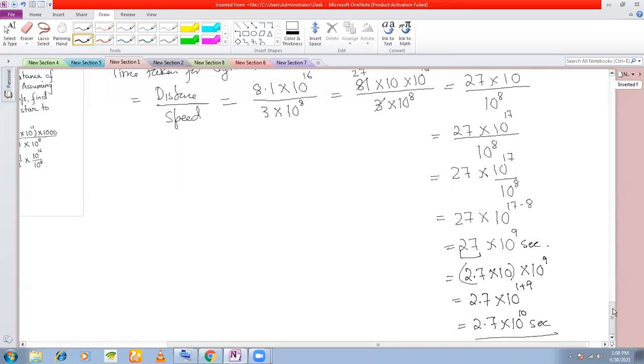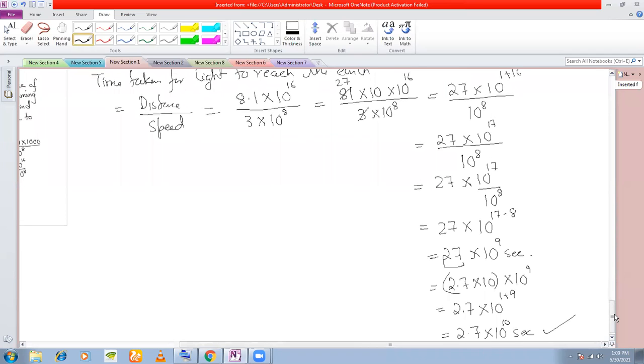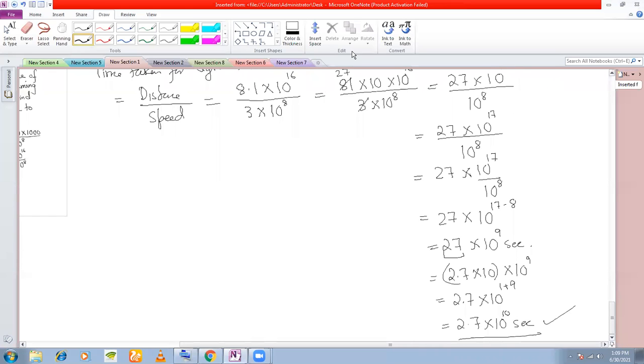Okay, this much seconds. Now seconds you can convert to minutes by dividing by 60, and into hours by again dividing by 60, and so on. We have got the answer in seconds. Is that clear? Any questions? Yes, sir. Is anyone asking anything?